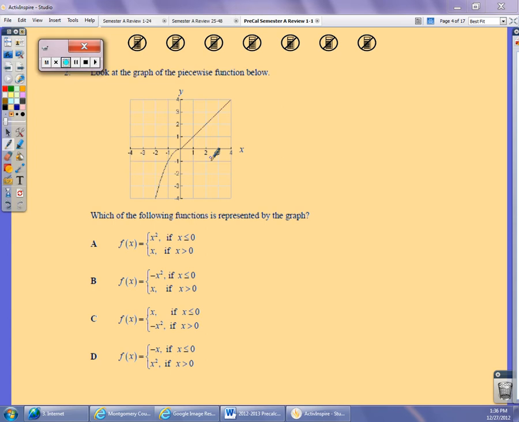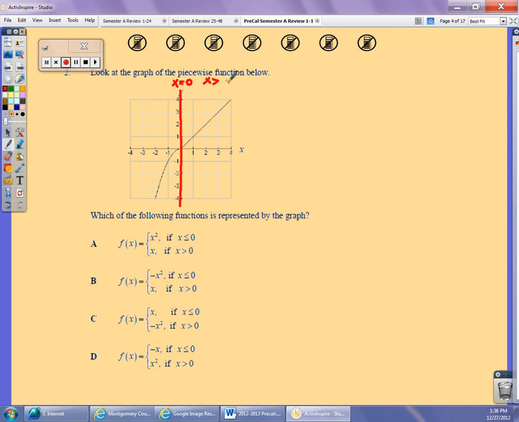Number 2, we're looking at the graph of the piecewise function that's been given to us, and we need to pick a function that represents that graph. Now, notice that this graph kind of splits right here, and we see something different to the left of x equals 0 than we do to the right of x equals 0.